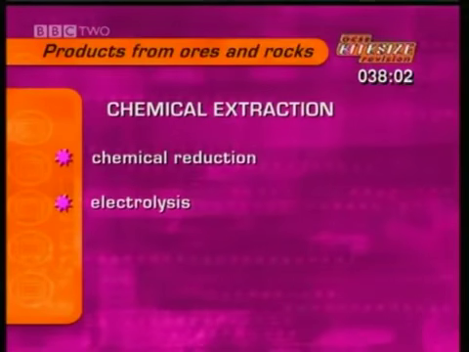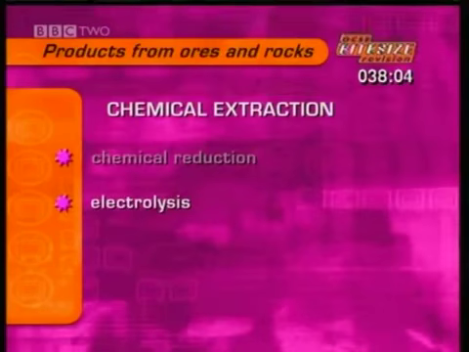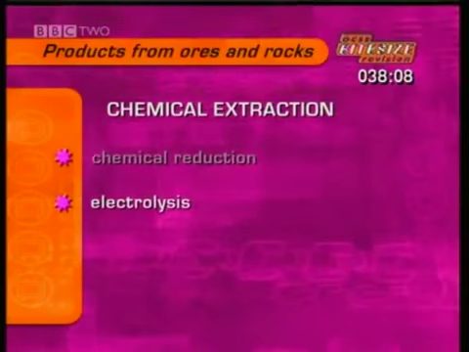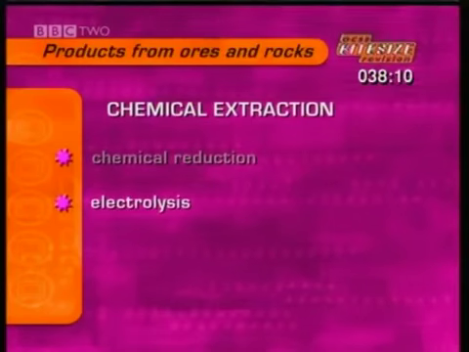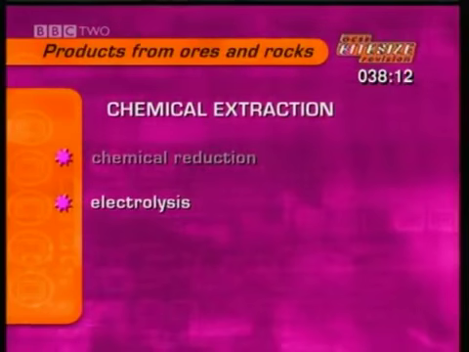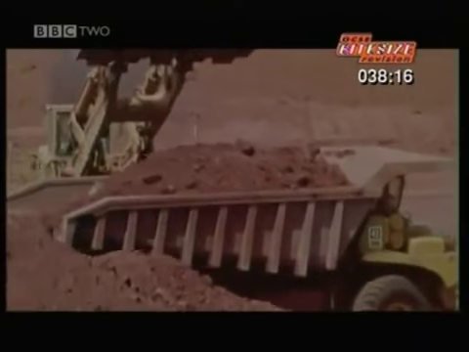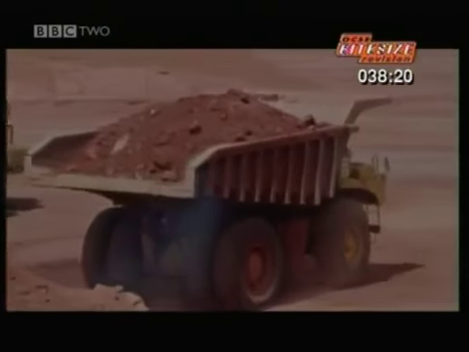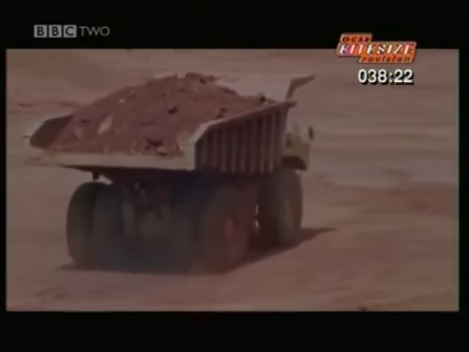Another way to extract products from metal ores is by electrolysis. This clip shows how aluminium is extracted from aluminium oxide in the form of bauxite. Bauxite contains aluminium oxide, the raw material for aluminium production. The first thing they have to do is get rid of the impurities which give it that red colour.